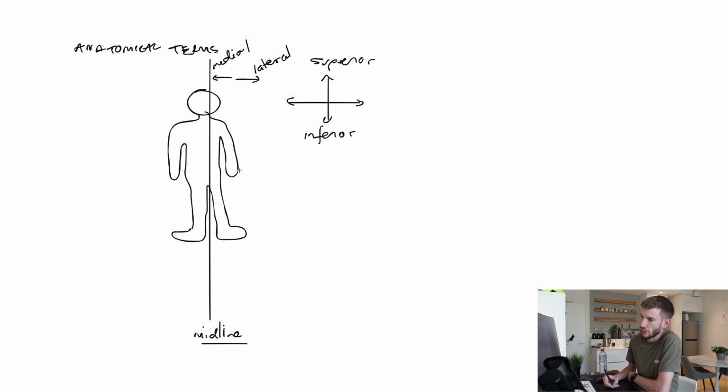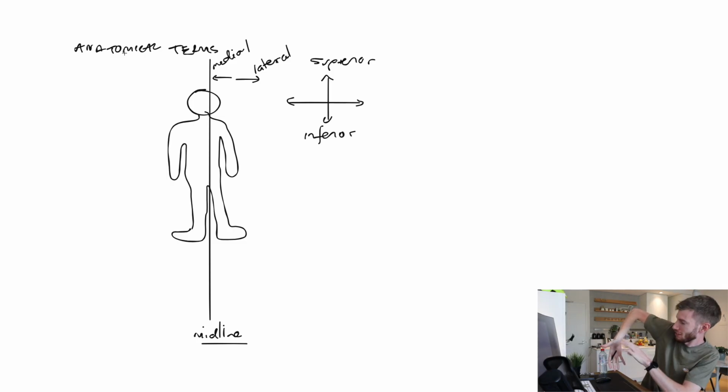So, for example, the hand is lateral to the torso, right? Because it's further out to the side. Likewise, in the anatomical position, the midline's here, so the thumb is lateral to the midline, whereas the pinky, for example, is medial to the midline. It's closer to the midline.